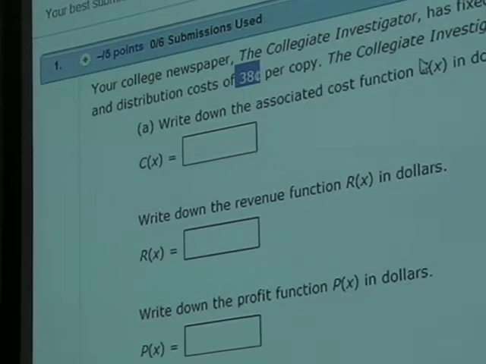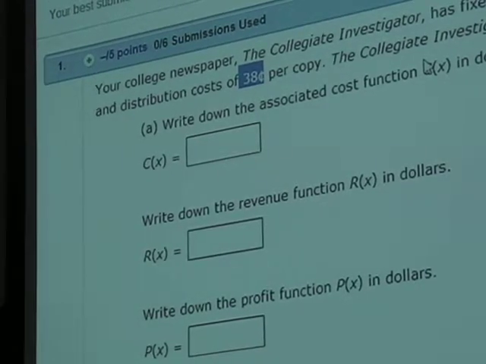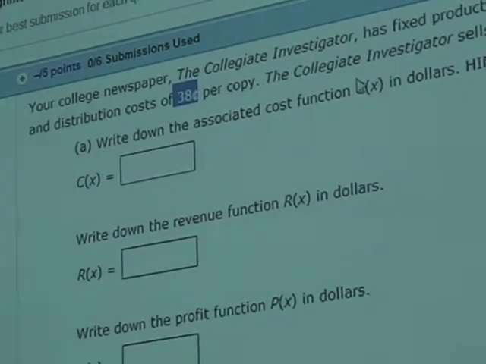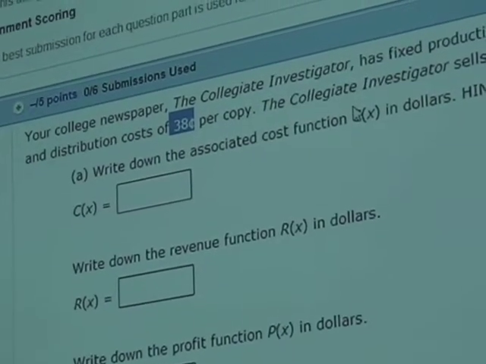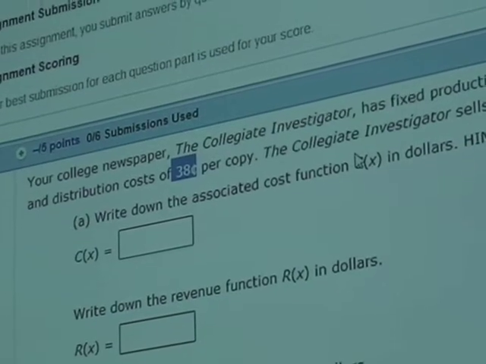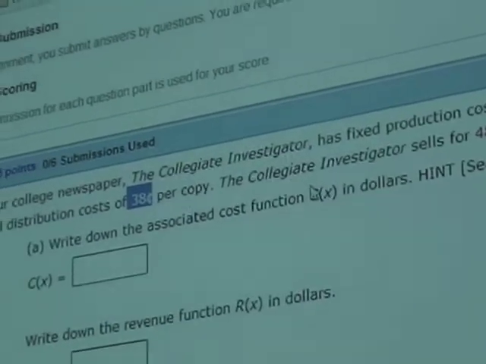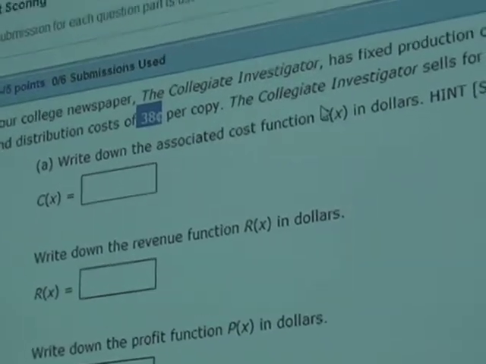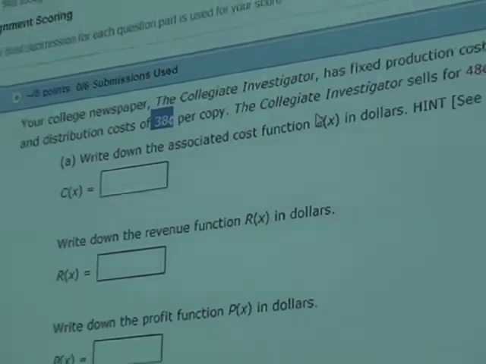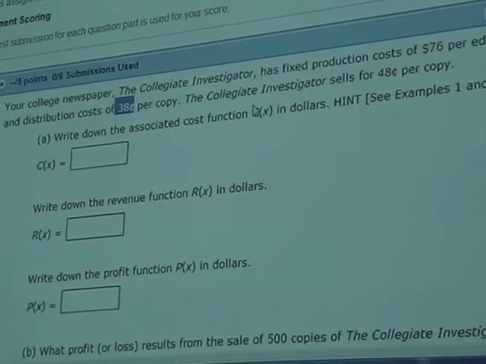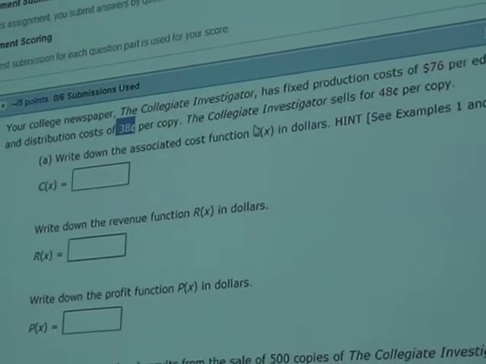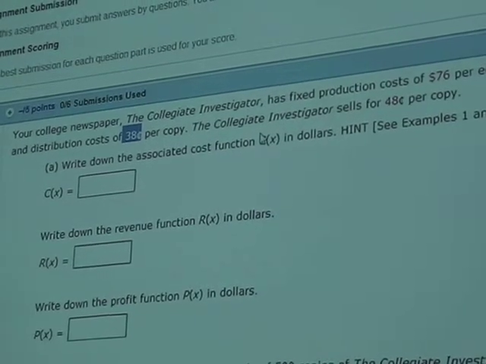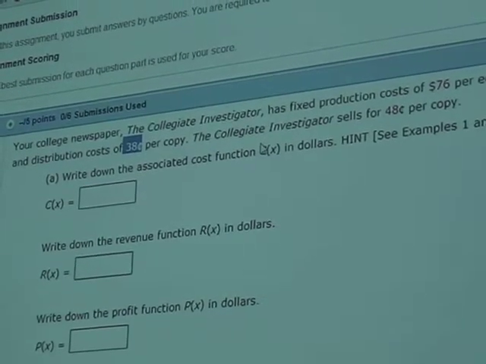R of X, revenue. No. No? Okay. What's the revenue function? This was from our homework, right? We did this. So what's the revenue function? From the homework. Okay, tell me, wait, just tell me. Don't get nervous. It's very easy.